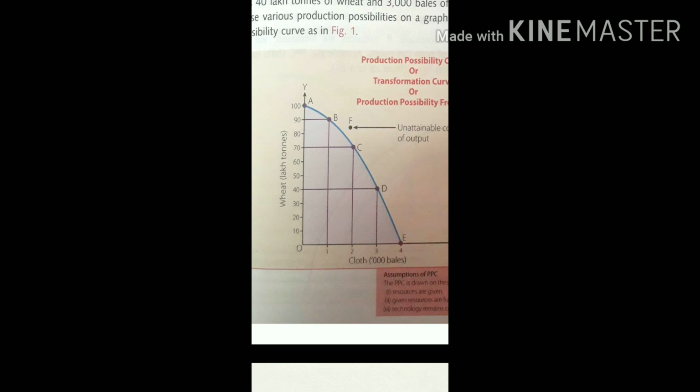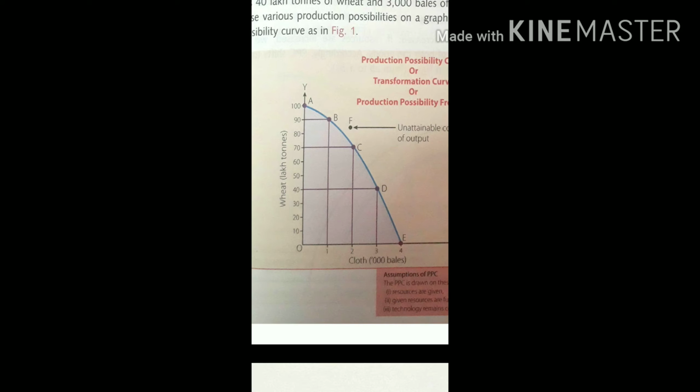And this curve from A, B, C, D, E is known as the production possibility curve. The interior part of this curve, the shaded portion, whatever point comes there, suppose we take a point between 70 and 1, any point in this shaded portion is an attainable combination of output, which means the economy can produce that point.